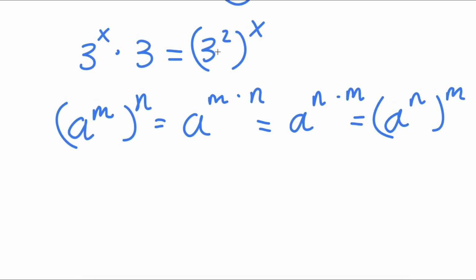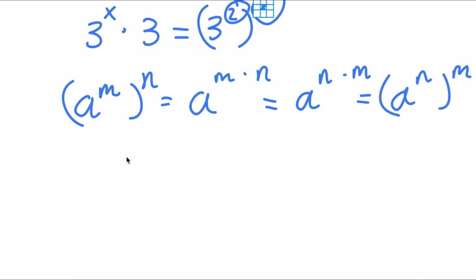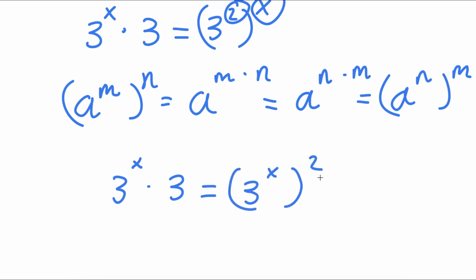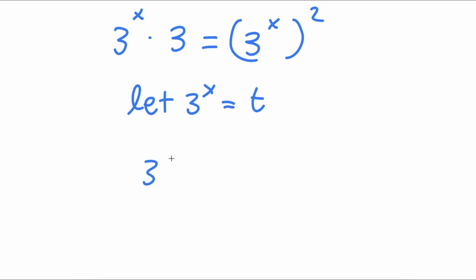So 3 to the power of 2 to the power of x, I can switch the places of 2 and x. So now that's the same thing as 3 to the power of x times 3 is equal to 3 to the power of x to the power of 2. Now I'm going to let 3 to the power of x equal to the variable t. So now I have 3t is equal to t squared.